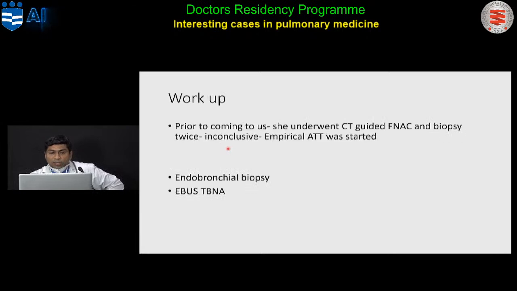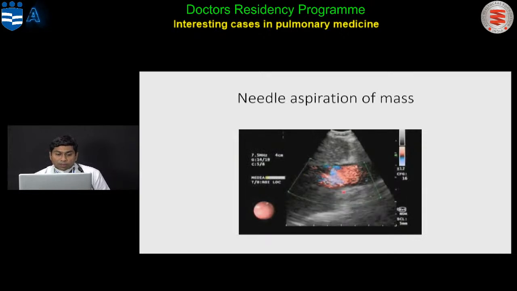So, this patient underwent a CT guided FNAC prior to coming to us actually, and also a biopsy. Both times the biopsy and the FNAC were inconclusive, and then the patient was started on empirical anti-TB treatment as I've mentioned earlier. So, when she came to us, the patient underwent endobronchial biopsy and EBUS guided transbronchial needle aspiration from the mass.